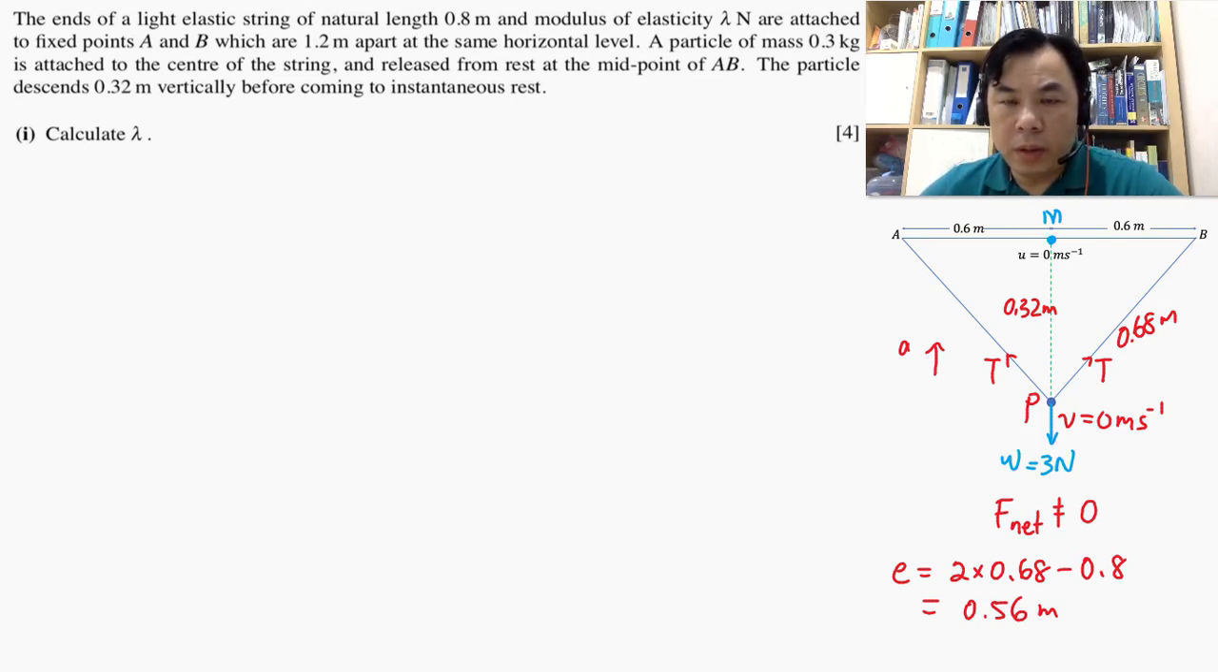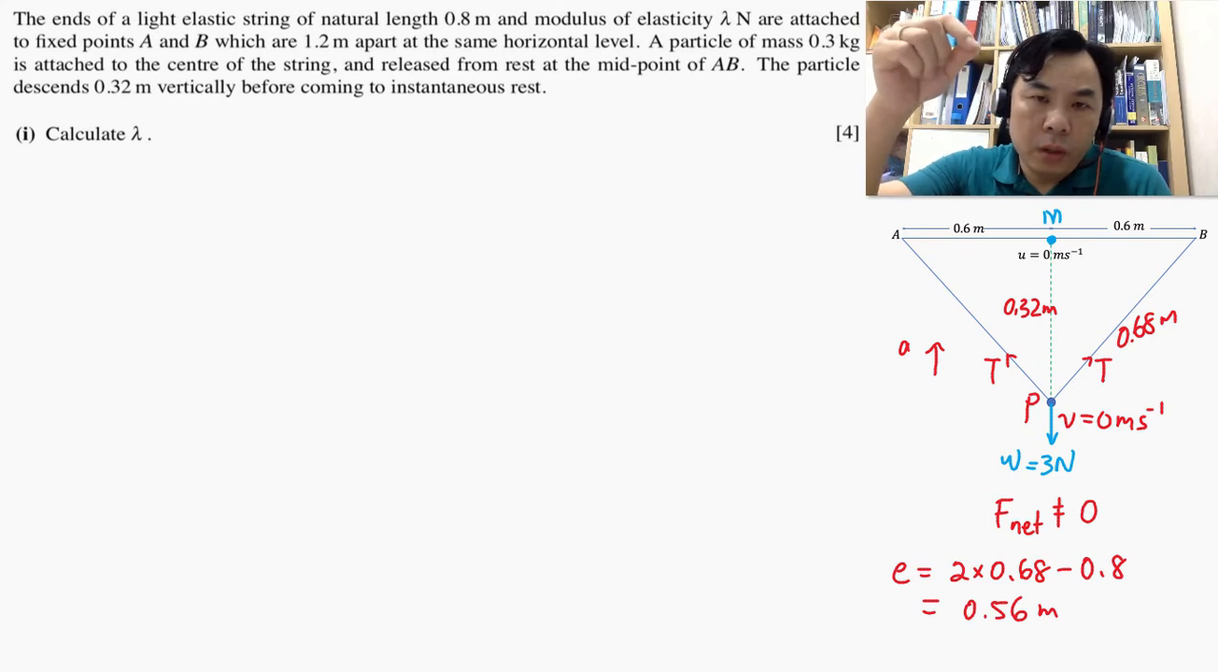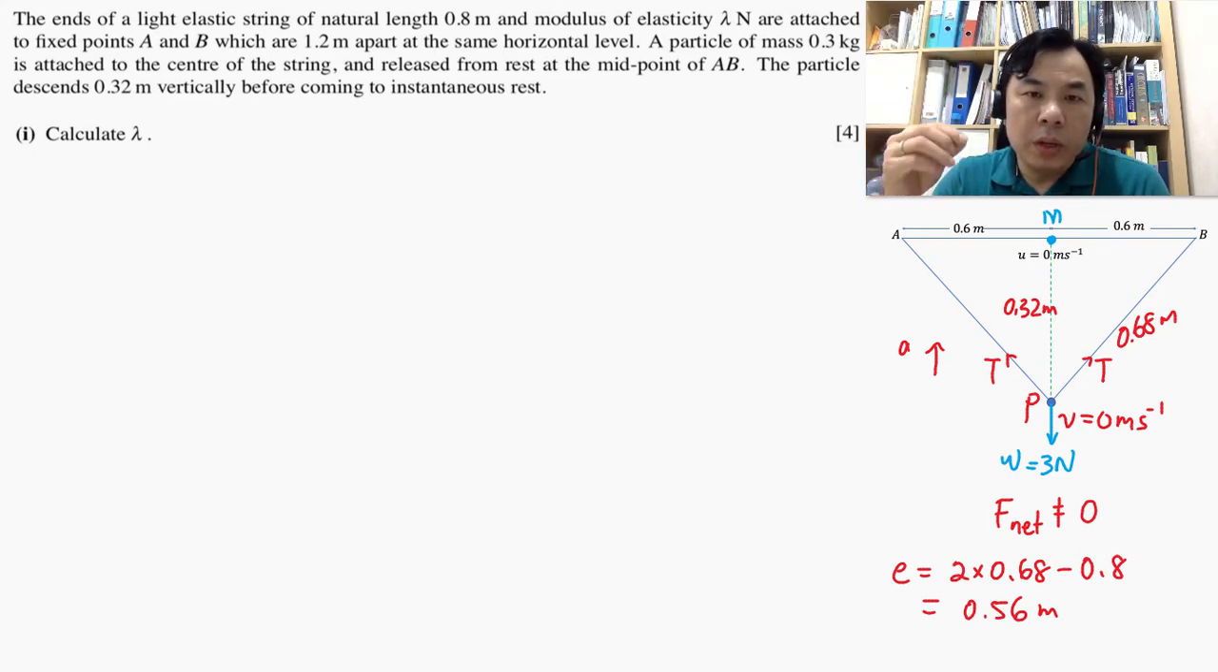We still have the same setting here. I'd like to stress one more time that at position P, when the object is instantaneously at rest, it means that the object is about to change direction and then accelerate in the opposite direction. Initially it was falling downward. Now when it reaches instantaneous rest, it's going to change direction. It is about to move up.